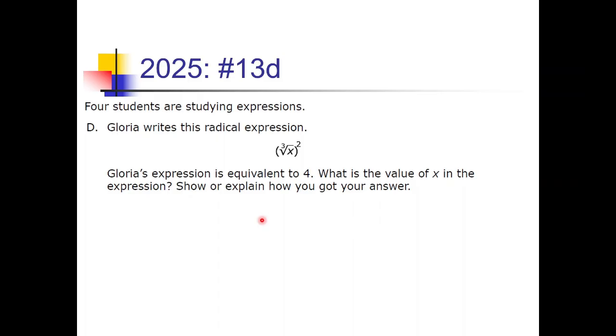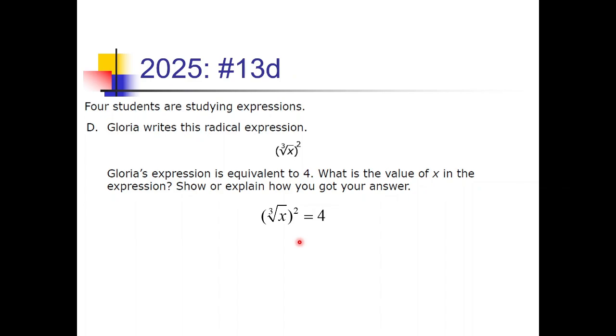For the final part of this problem, Gloria writes the cube root of x squared, and they're telling us that this is equivalent to 4. We want an x value that actually makes that true. So I'm going to set this equal to 4 then, and then I'm going to solve this equation. Now there's 2 things I have to undo to solve this equation. I need to undo this cube root, and I need to undo this square.